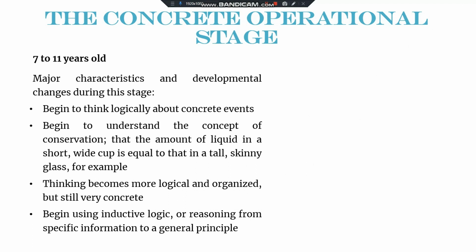At this stage, there are three elements. The first is conservation and reversibility. Conservation is understanding that objects can change in size, volume, or appearance, but essentially remain the same. For example, just like the example that I gave a while ago, the amount of liquid in a short wide cup is equal to that in a tall skinny glass. And then reversibility means that some things that have changed can return to their original state while others cannot.